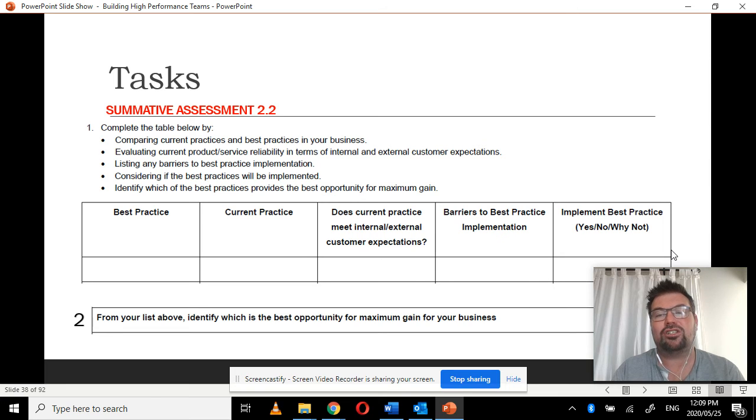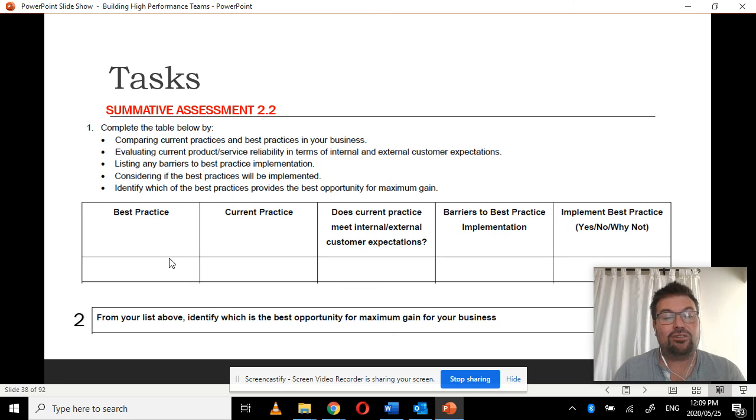Okay. Now, should we implement best practice? Yes or no? Well, if you think it's good that we should move all of our reference material online or onto your cell phone, then that's best practice. If you don't think it's a good idea, then you say no. Why not? Well, because it's not effective. It's not going to help our customer. So you look at best practice, current practice. Does it help your customer? What are the barriers to implementation? And should you implement it or not?